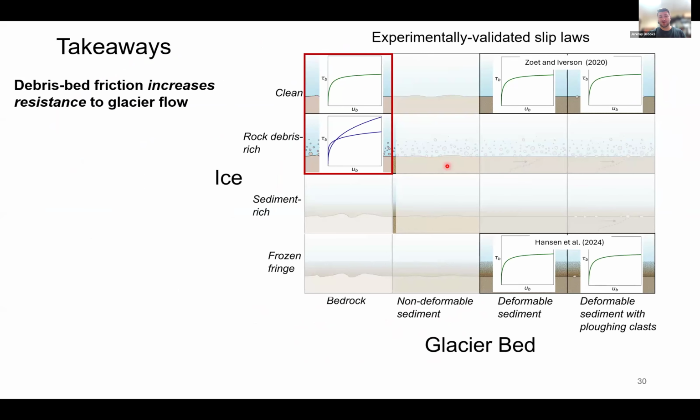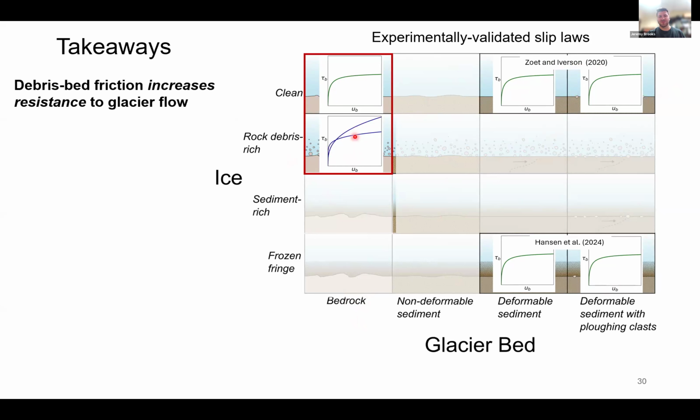A few main takeaways from this work: we've empirically validated slip laws for clean ice conditions and debris-laden ice conditions for ice flowing over bedrock. In comparison with other laboratory experiments that have derived slip laws, we see that the one with debris-laden ice sliding over a hard bed is the only one of these slip laws that actually has that enhanced rate strengthening.